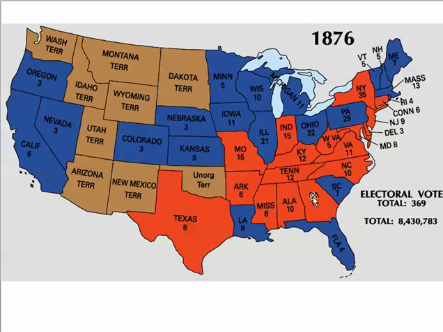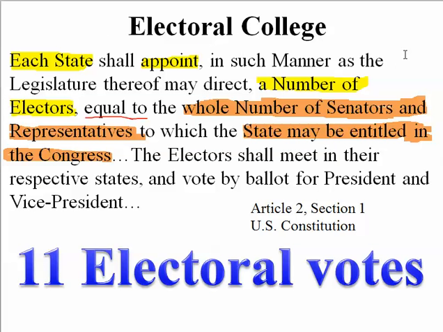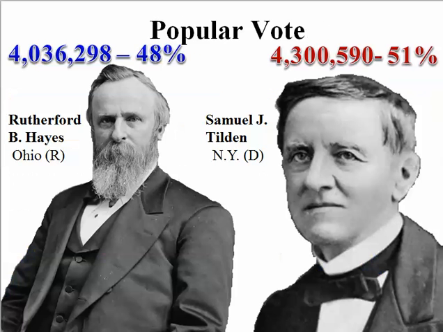So Georgia had 11 Electoral College members, South Carolina 7, Florida 4. You can go around this if you want to and count them up. But altogether there's 369 Electoral College votes. Now, the Constitution says that the Electoral College chooses the president, not the people. And that's why, even though Samuel J. Tilden won 51% of the vote, he won more than Rutherford B. Hayes, he is not going to be the president of the United States because the Electoral College hadn't chosen him yet.